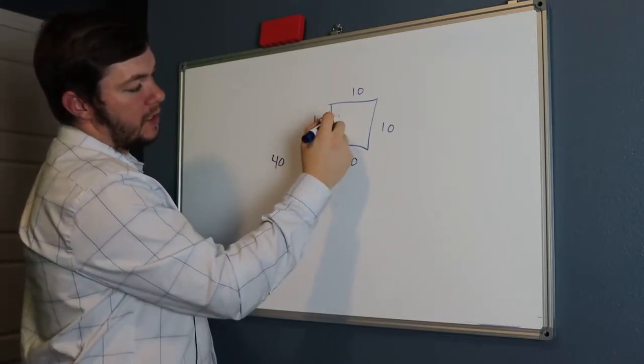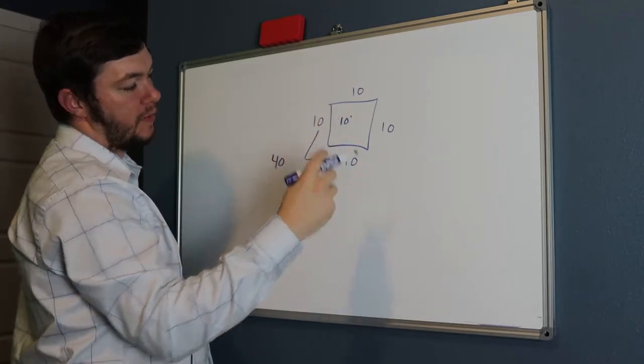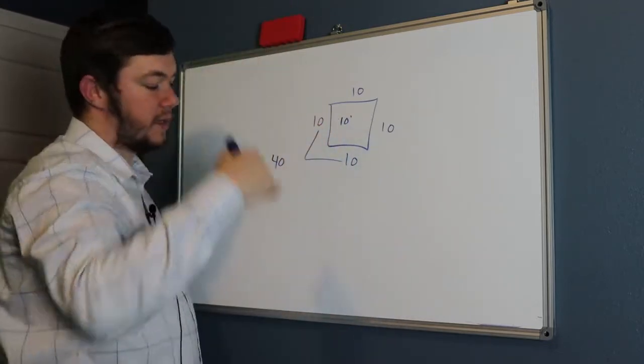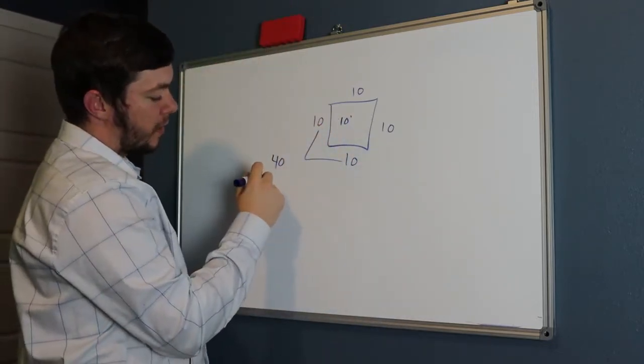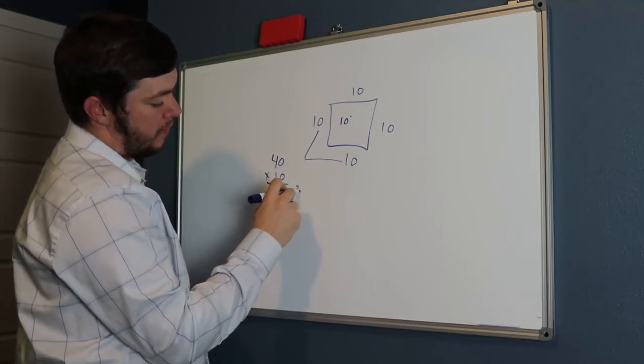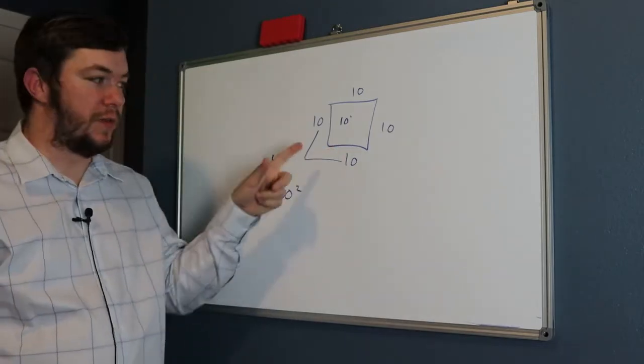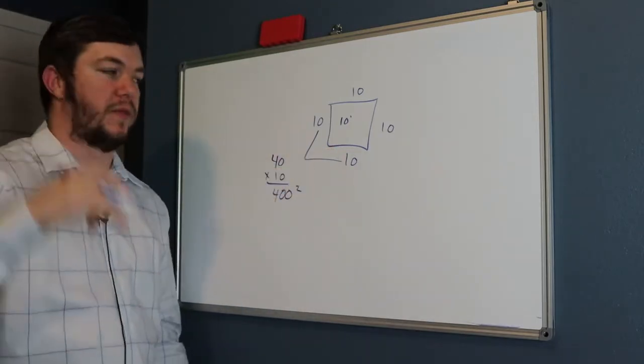Then you need to know your ceiling height. Let's say your ceiling height is 10 foot. From the finished floor to the ceiling is 10 foot. So 40 times 10, 400. 400 square feet is the square footage of walls in a 10 by 10 room with 10 foot ceilings.